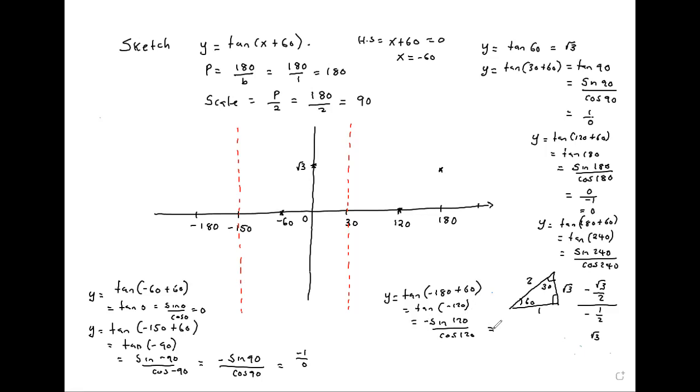120 is the same as for 60, so we get negative √3 over 2 over cos 120, that is cos 60, which is half. So we are dealing with negative root 3. So we place it here as a point, and then sketch now the graph of tan.